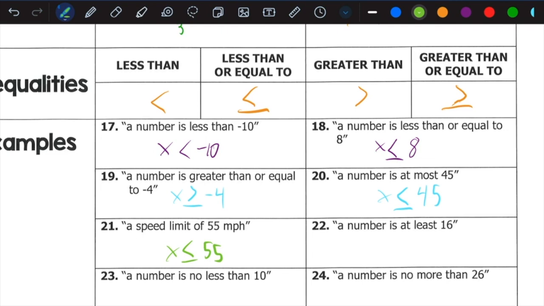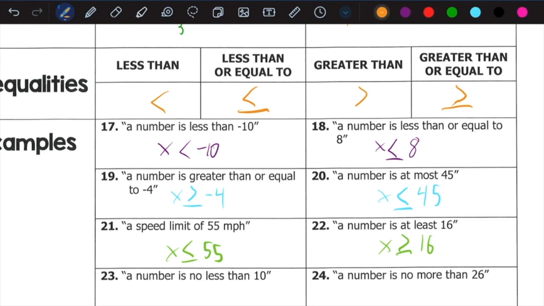22, a number is at least 16. So x compared to 16 somehow, we've got to figure out what symbol. So at least gives the idea that the lowest number it could be is what's provided. So the lowest we can be is 16, or we can be greater than it. So it can be 16, so it's an or equal to, or it can be greater than 16.